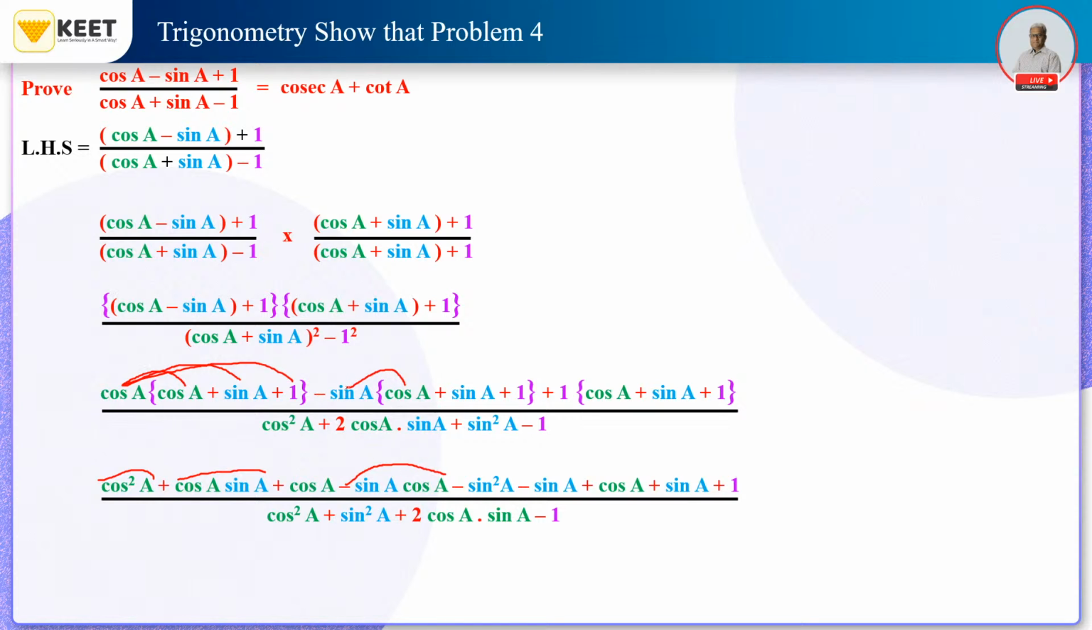Then sin A into sin A, that will become minus sin square A, because minus into plus is minus. And then the last multiplication of this bracket is sin A into 1, that will become minus sin A. And then lastly, just multiplying the plus 1 inside the bracket, there won't be any change because multiplication by 1 brings no change there. So you'll just get cos A plus sin A plus 1.